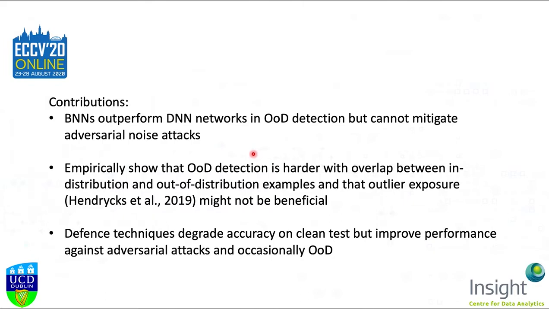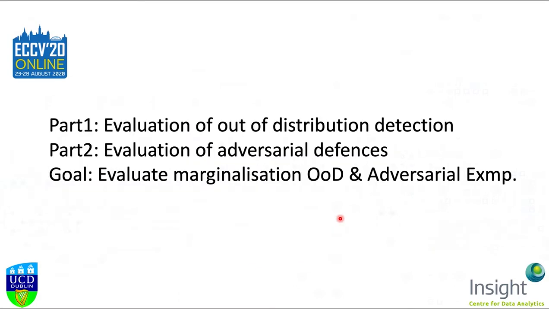Essentially, we also show that OoD detection is much harder when there is an overlap between classes in the in-distribution and out-of-distribution examples, and techniques such as outlier exposure might not be as beneficial on such occasions. Defense techniques degrade accuracy on the clean test, but they do improve robustness, and occasionally they improve the out-of-distribution detection.